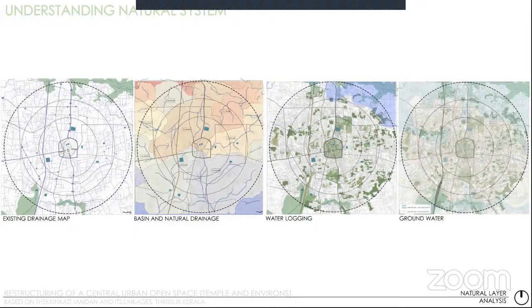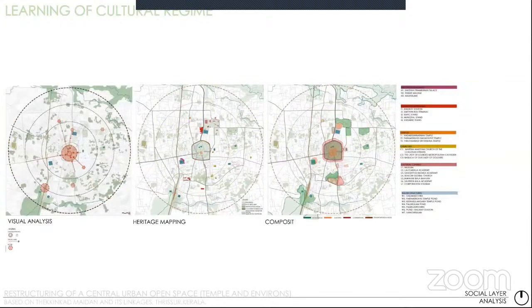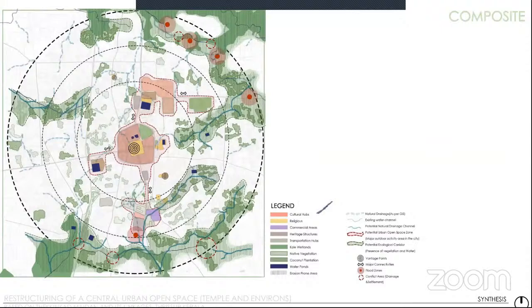After that, social layers, including circulation and activity study, mapping of heritage, and visual analysis, are done. By mapping and documenting the linkages, major potentials and issues are identified. These are the sectional views of the linkages leading to the central open space. All layers are combined to create a synthesis map.